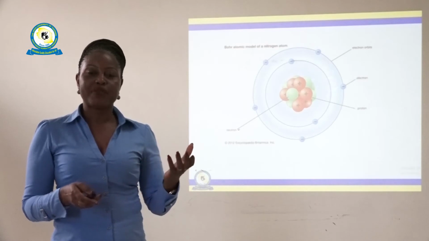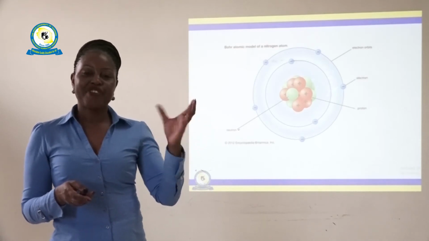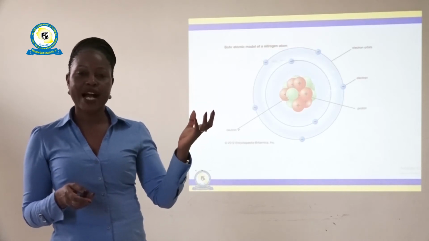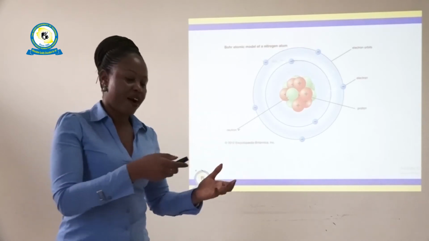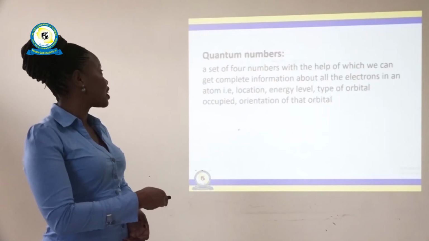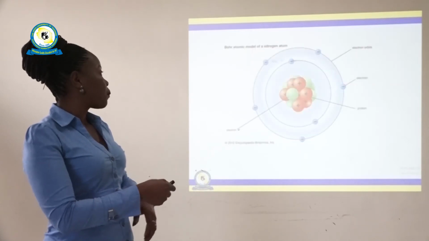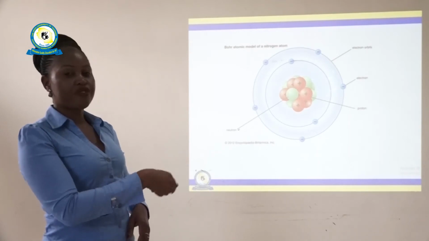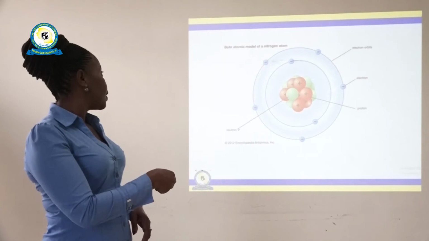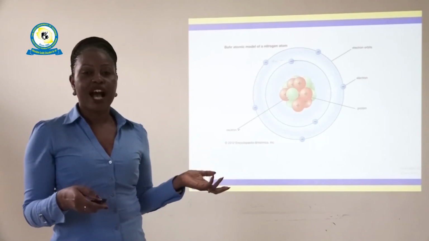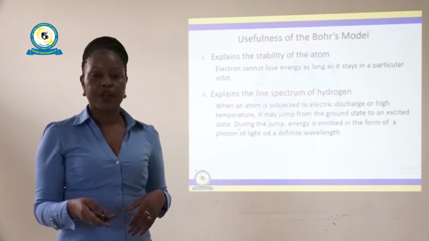Now, this is pretty much a different kind of atomic model that was put forward by Bohr. You can note now that there are very specific orbits for electrons to revolve in. And this was the model for nitrogen atom as an example.